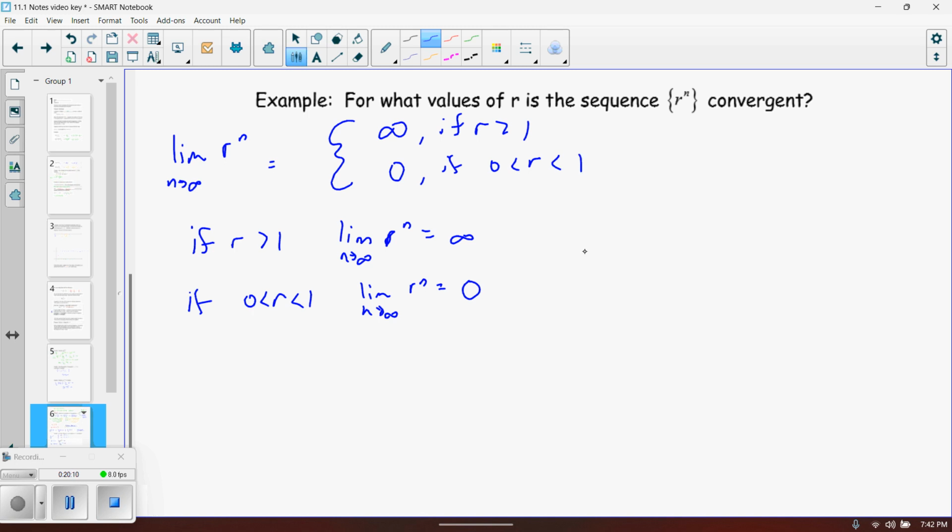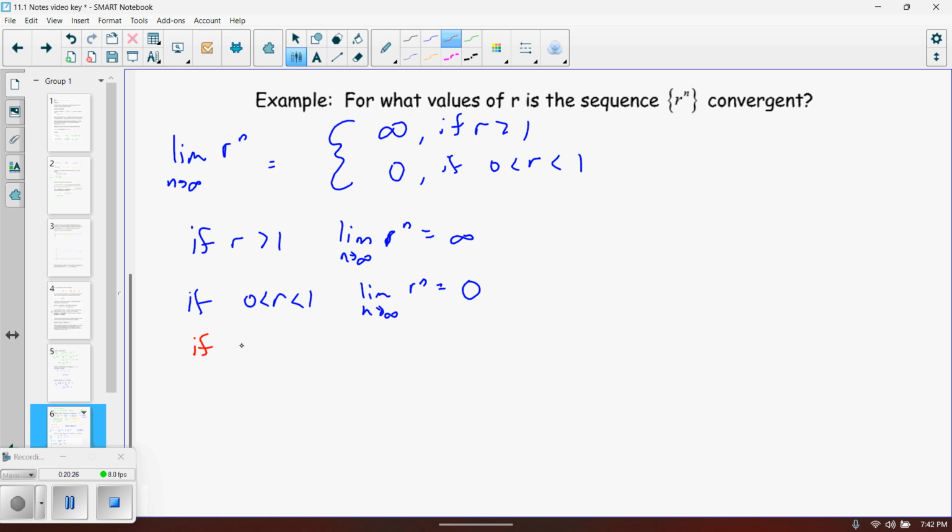So the only other pieces we have to figure out is, what if r is negative? And I did not include the equal to symbols on 0 and 1 for a reason. What if r is equal to those values? Well, let's check out those first. I think those are the easier ones to do.